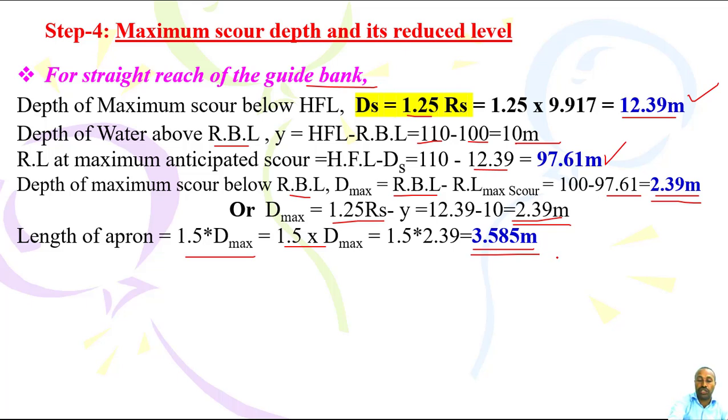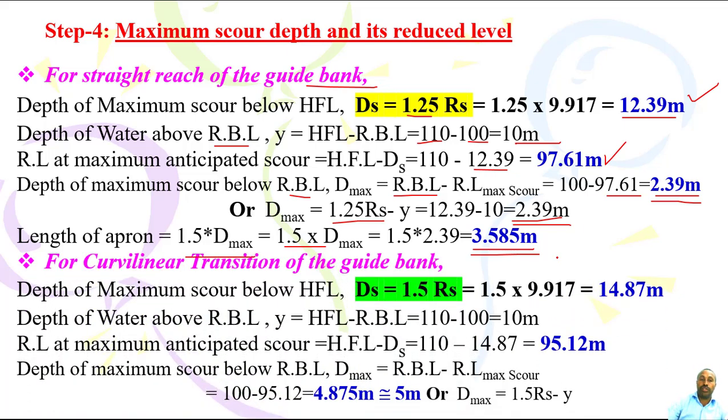This is for straight reach, 1.5 D. And for curvilinear transition of the guide bank, depth of scour below HFL will be 1.5 times R_S. Then if you multiply by 1.5 times R_S, you get 14.87. And then depth of water above river bed level, simply HFL minus river bed level, already completed previously, which is 10 meter.